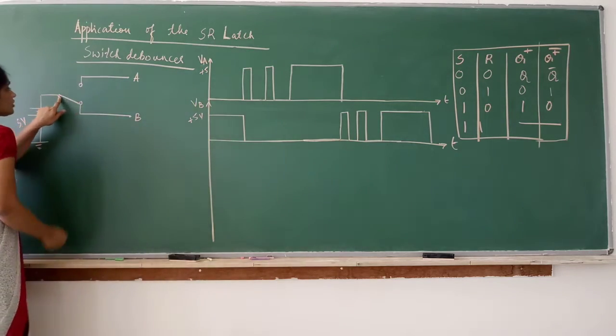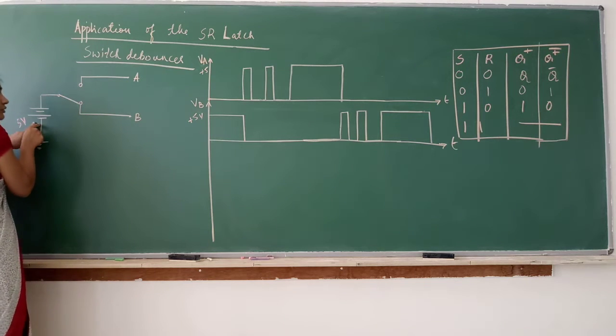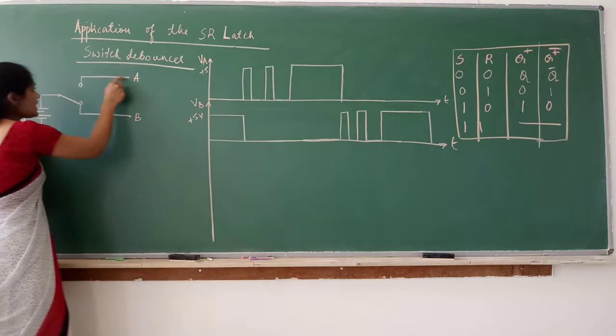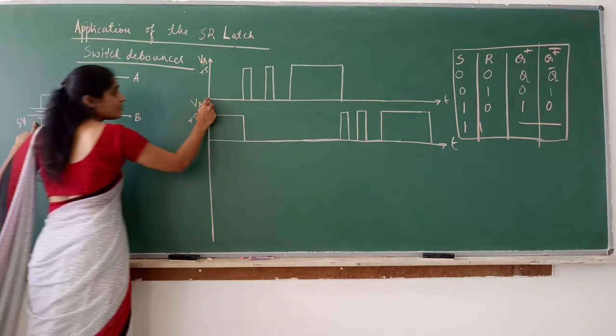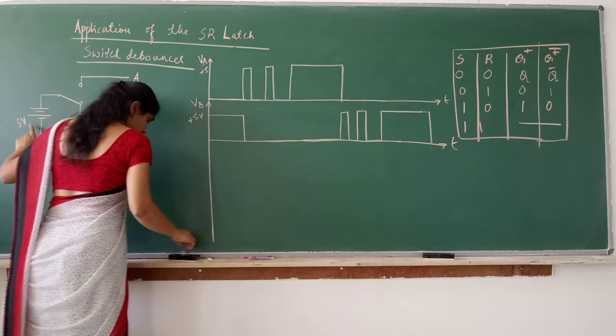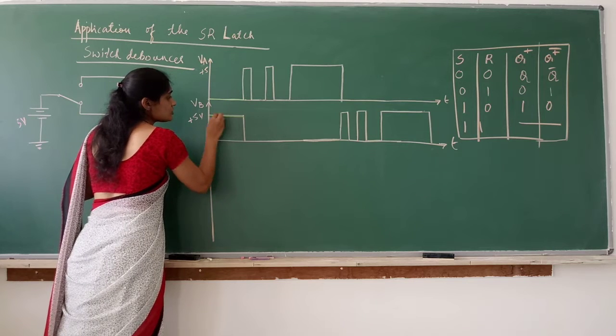Now where is the center contact of the switch? This is at B. That means B is connected to 5 volts. So B is at 5 volts, whereas A is at 0. So VA is 0, VB is 5 volts.